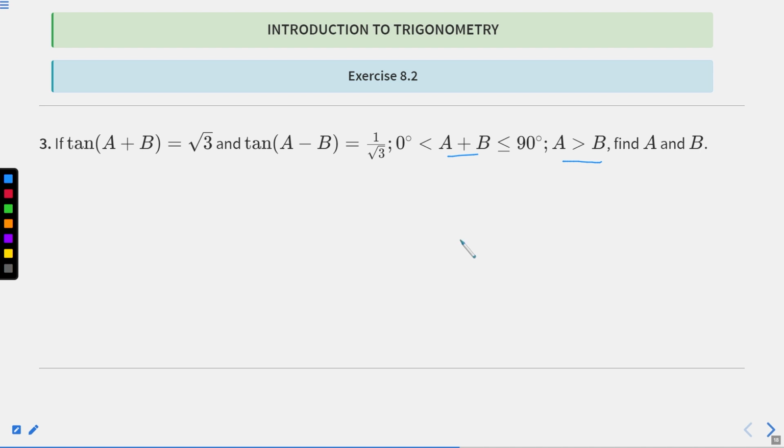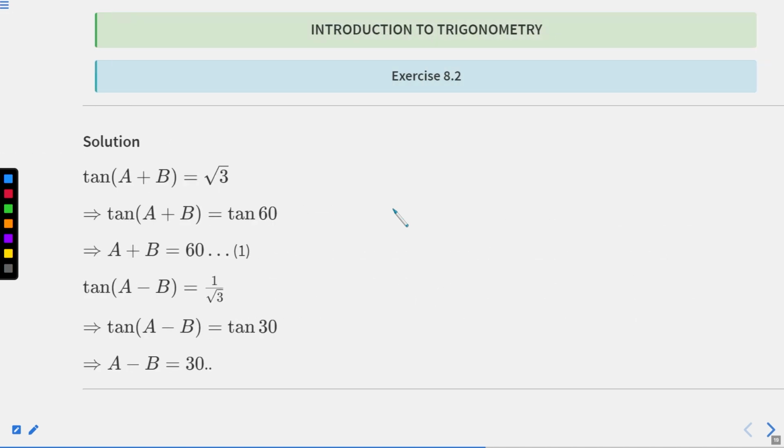So try to remember for which angle tan of that angle is equal to root 3. We know tan 60 degree is equal to root 3, and for the angle 30 degree, tan of 30 degree is equal to 1 by root 3. Basically, for this question we use this concept. So let us see how to solve it.